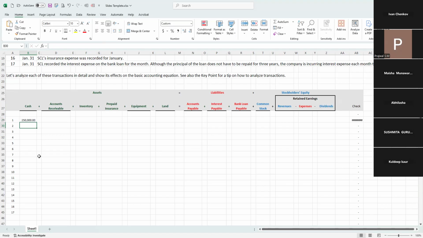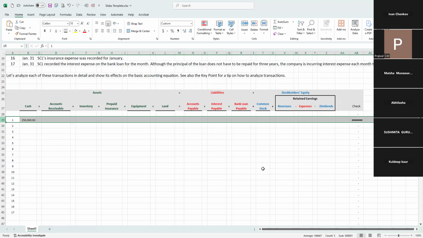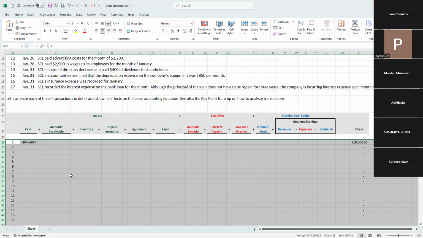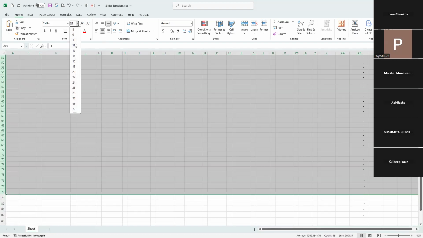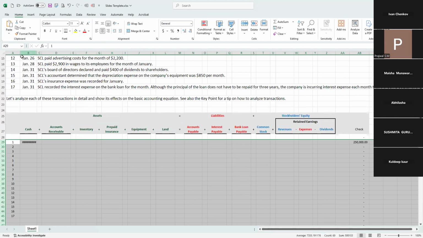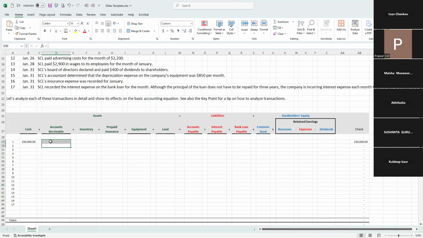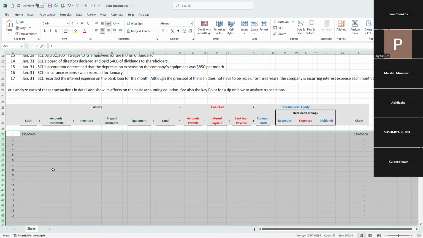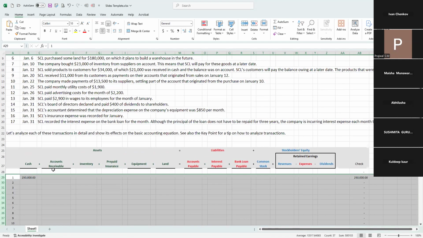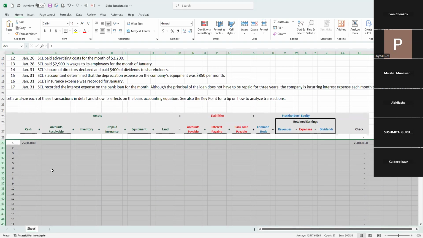$250,000 cash. Actually, that's too small. Let's make it bigger. Let's go with 11. Still too big. I guess 10 will be the last, so let's stay with that. The shareholder, the investor, invested in the company, and that was cash. Can you see it on my screen? Yes. All right then.